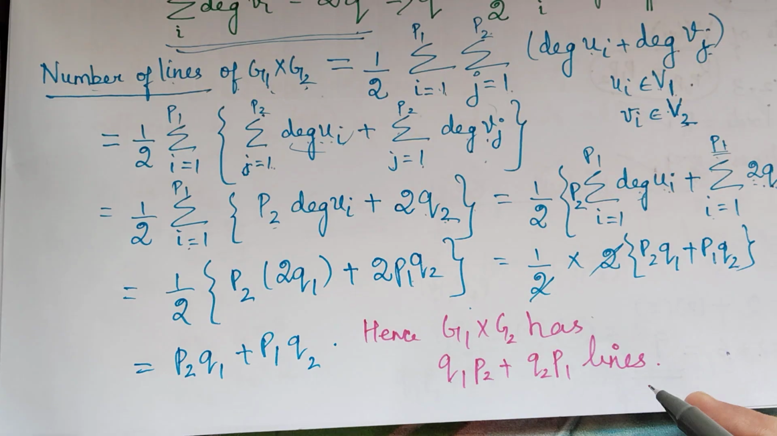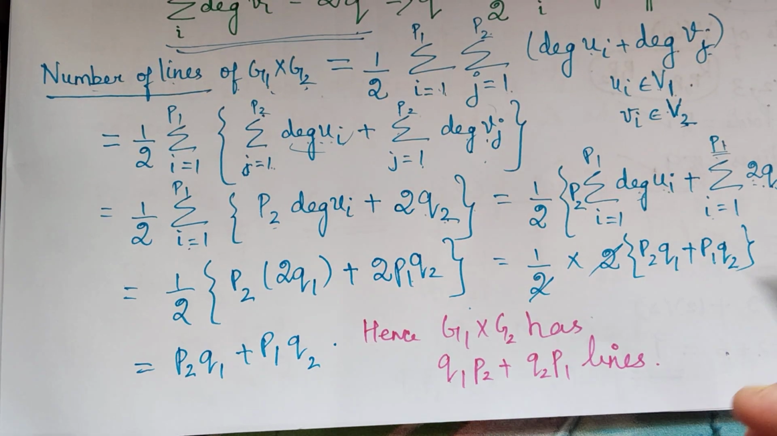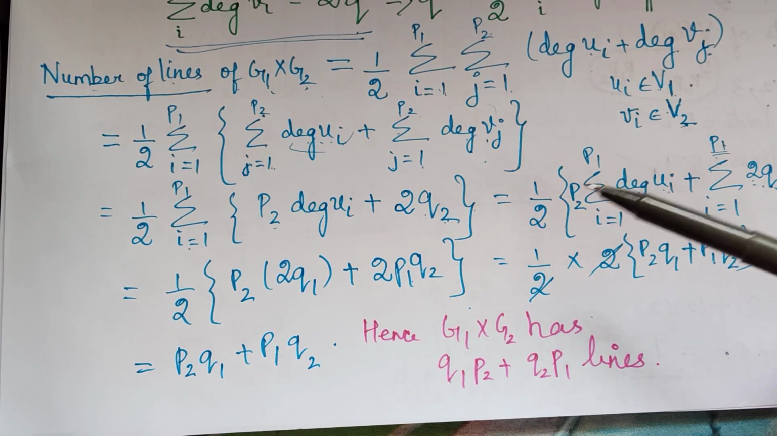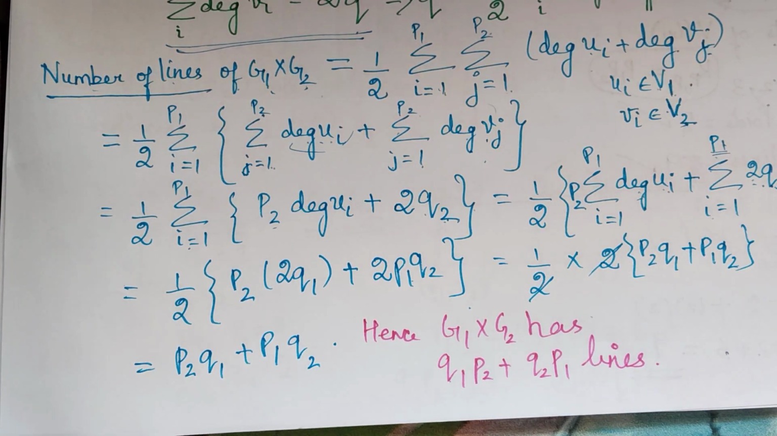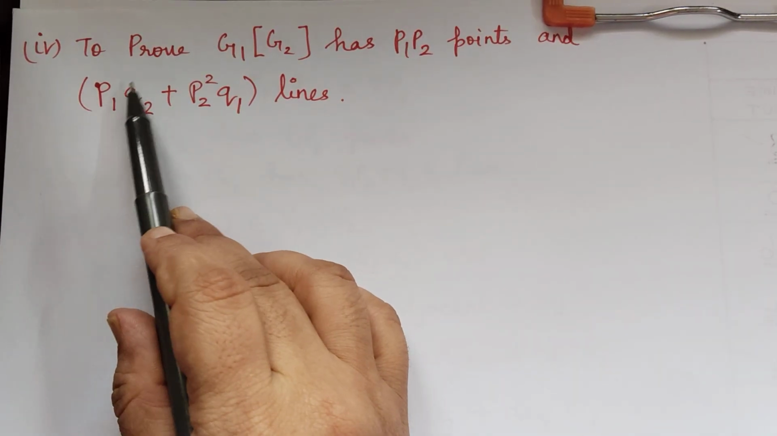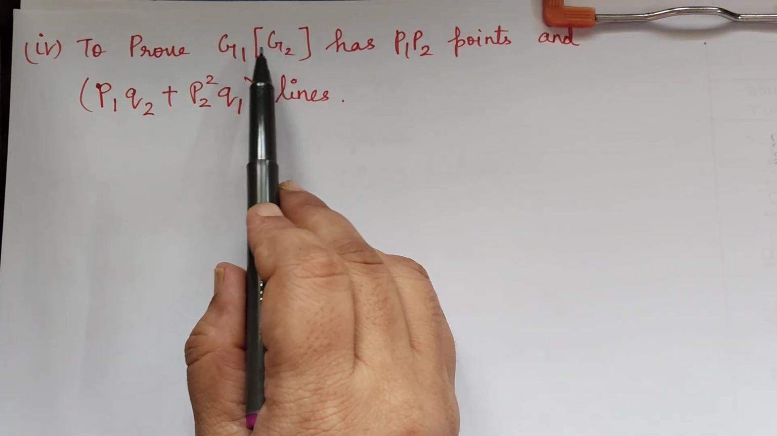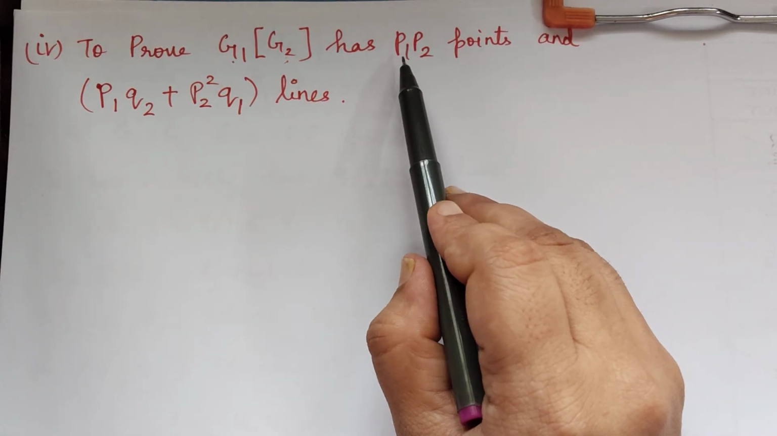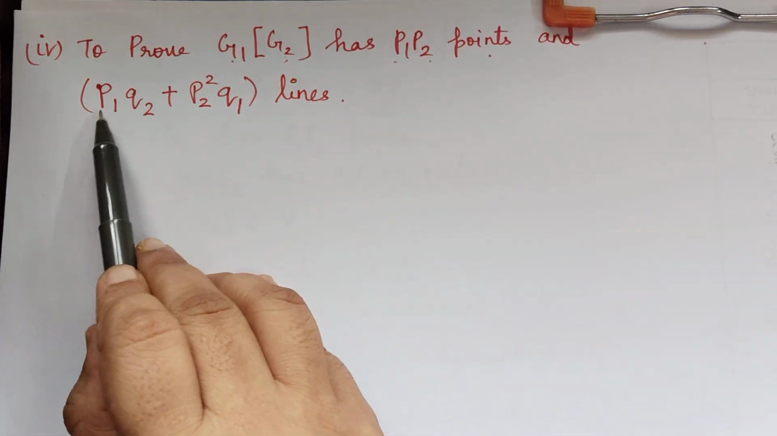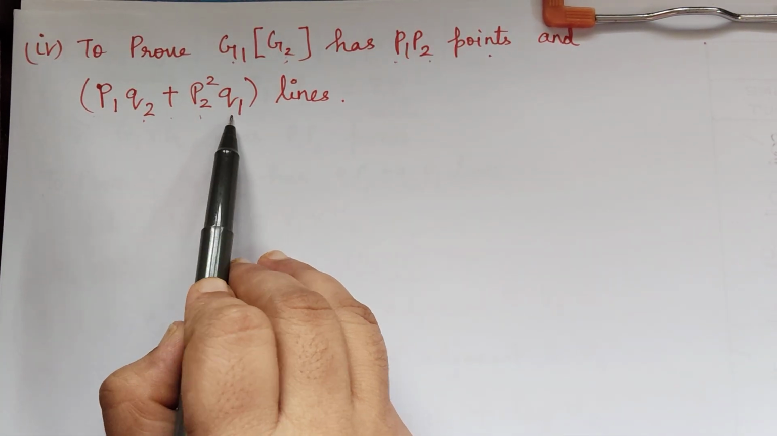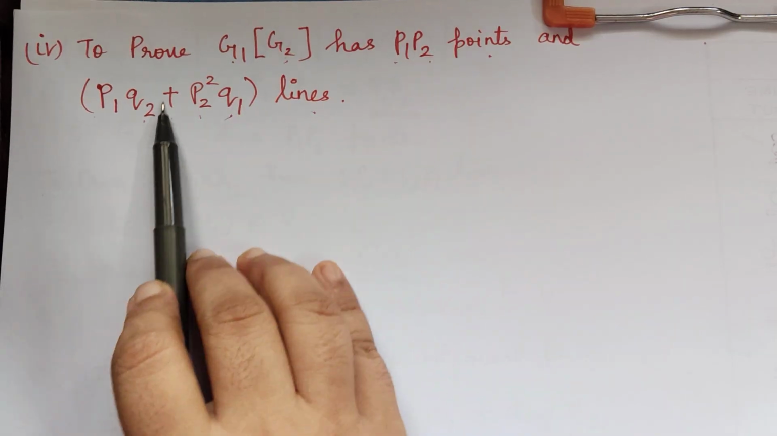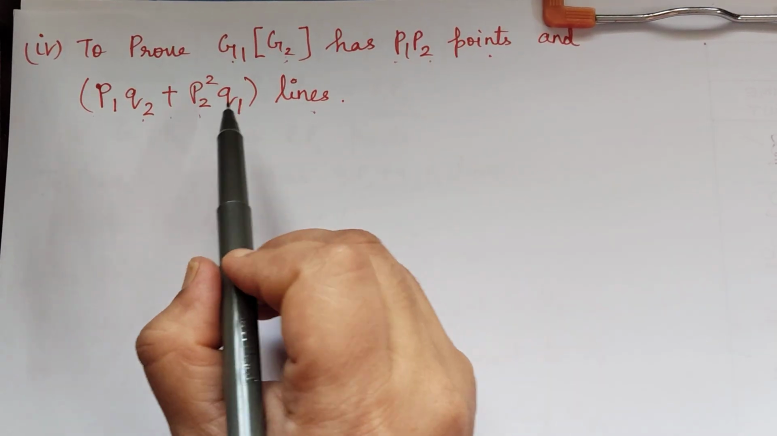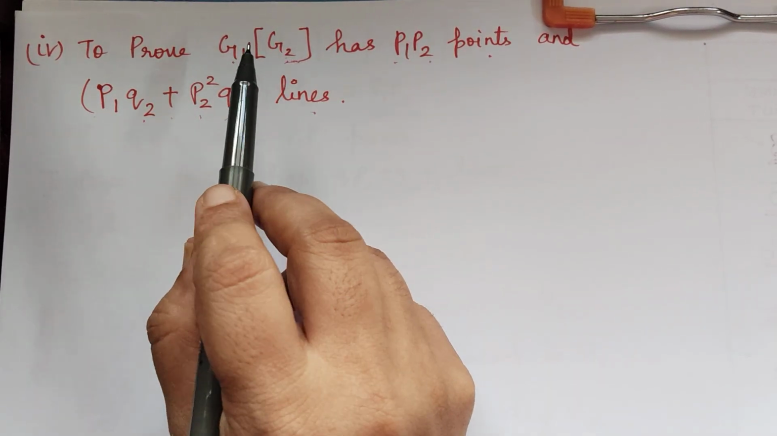Now we are left with the fourth subdivision, which will be proved in a similar manner to how we did the third subdivision. So we shall prove the fourth subdivision, that the composition of the graphs G1 and G2 has P1 P2 points and P1 Q2 plus P2 square Q1 lines. Now in order to prove this, first we shall write the definition of the composition of two graphs.